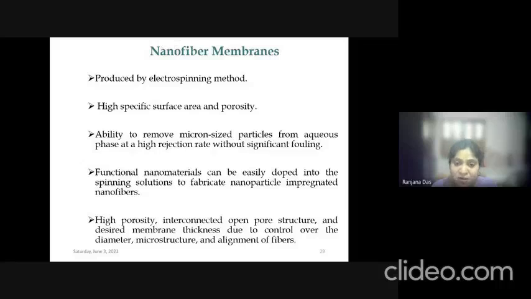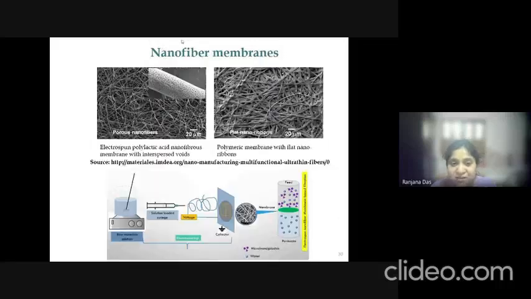The picture of the nanofiber membrane is like this. This is an electrospun polylactic acid nanofibrous membrane, and the interspace voids are the reason for the separation. This is technically how we can prepare this type of membrane. The casting solution is there and it is injected.